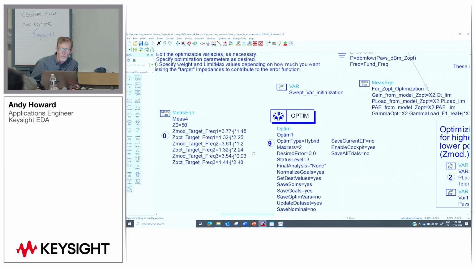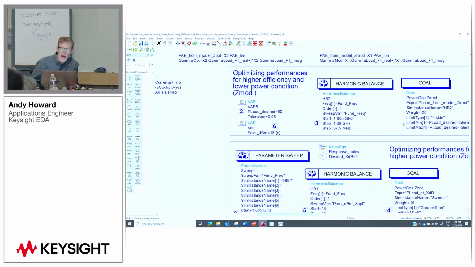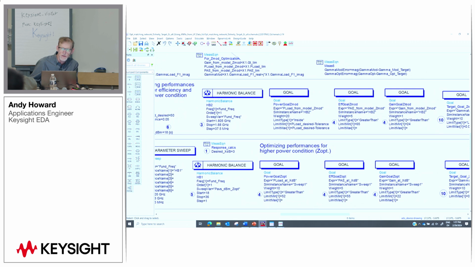And then I'm also including things like the power, gain and efficiency at the Z-mod loading condition, and the power and power added efficiency and gain at the XDB gain compression point. And we're optimizing across frequency as well, because we have measured data. The measured data was across frequency, so that's available in the ANN model too.